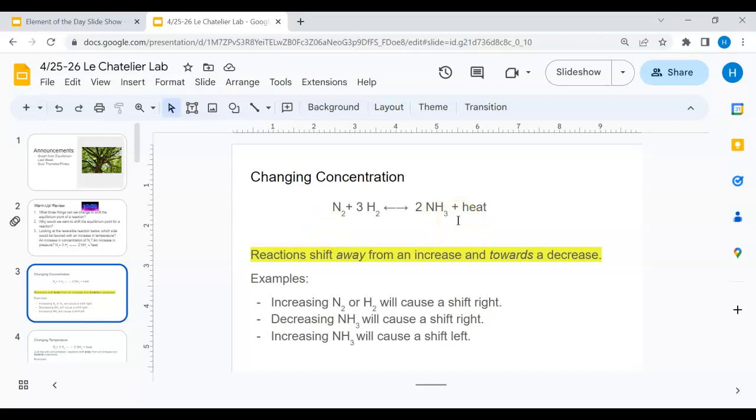Our other option, of course, is to decrease. So if we start to lose some of this gas, or pull that out, or in some way make it react with something else, we're going to end up with it shifting in this direction.